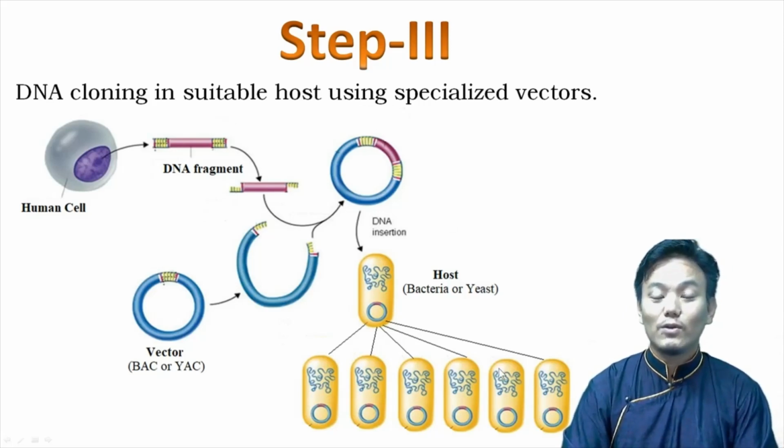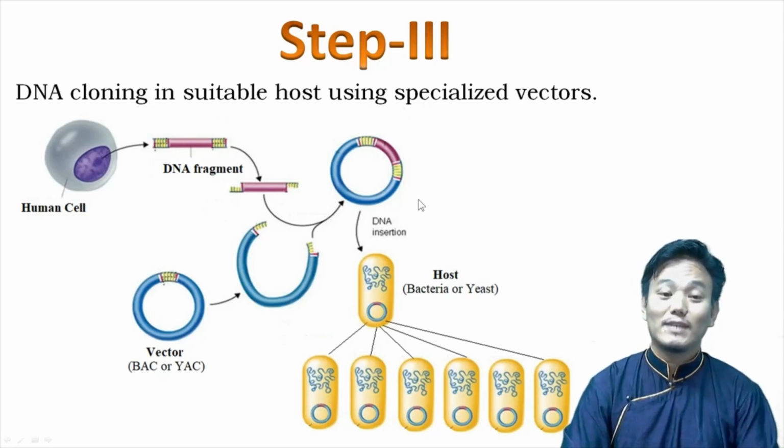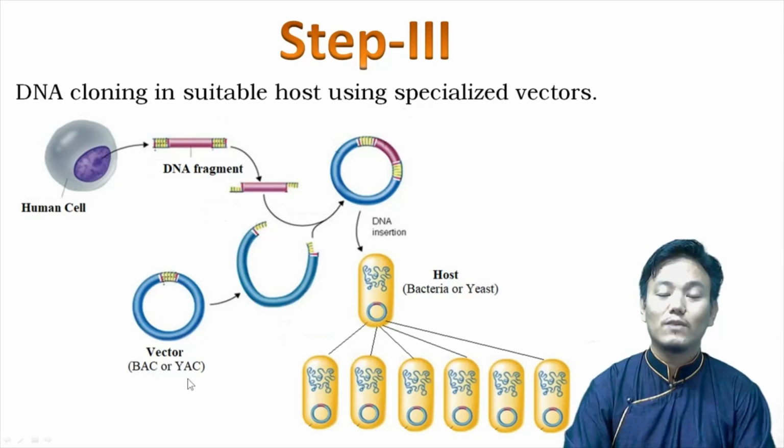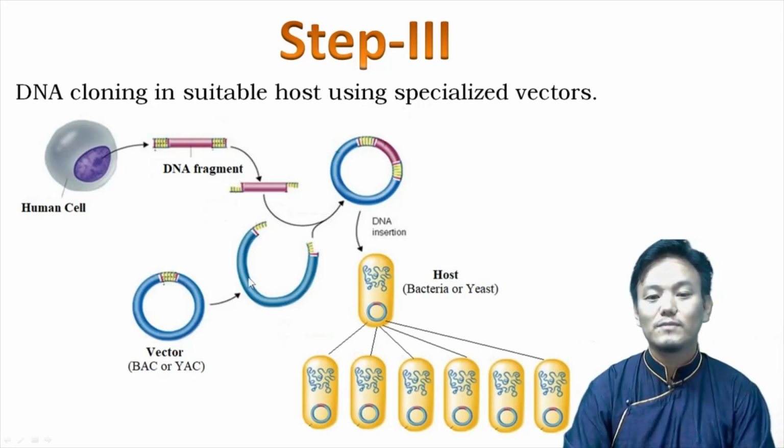In this particular cloning method, the scientists used specialized vectors, BAC and YAC. These two words are important, you have to know. BAC stands for bacterial artificial chromosome and YAC stands for yeast artificial chromosome. These were the two special vectors, and for the host cell, they used bacteria or yeast.